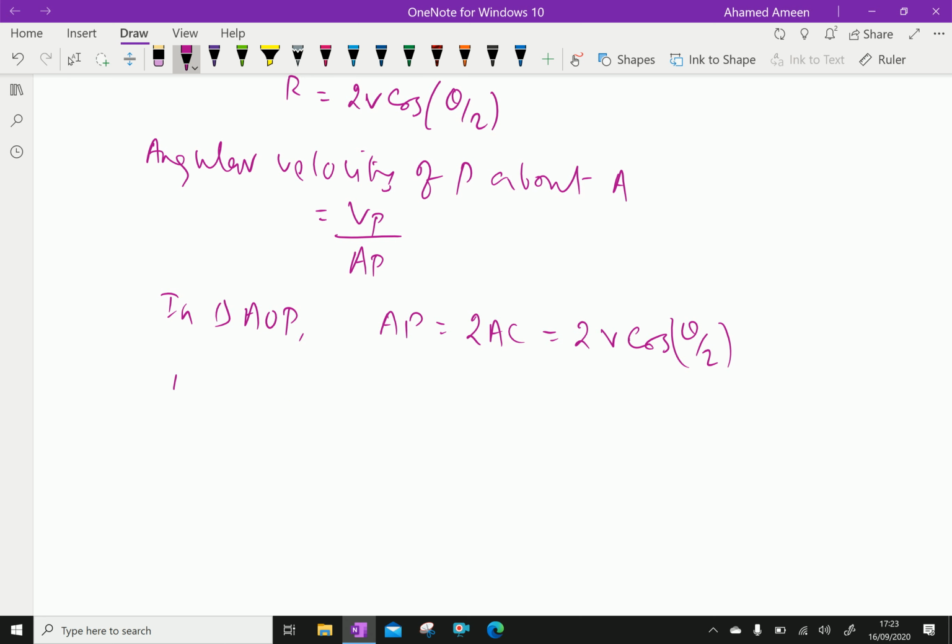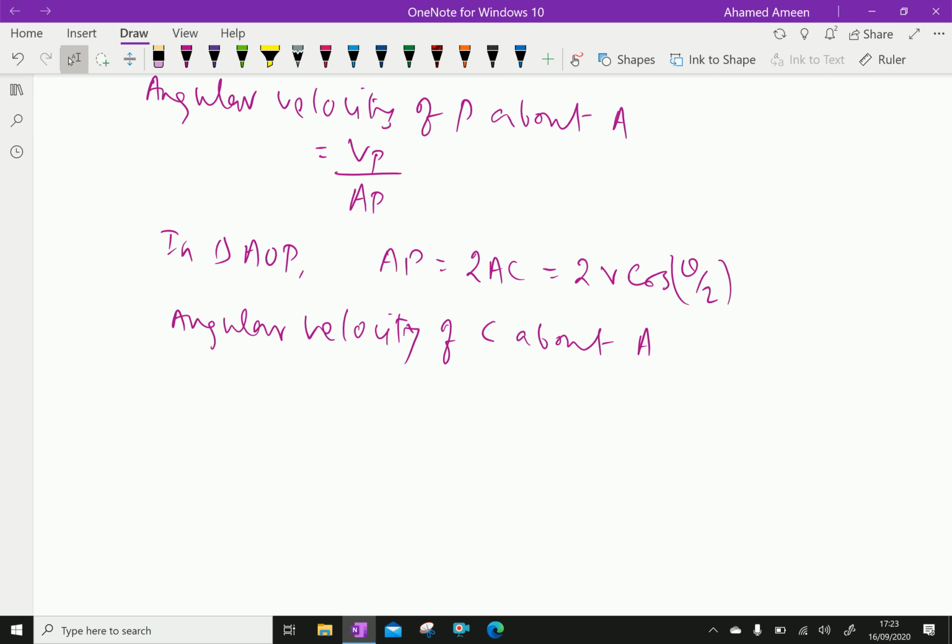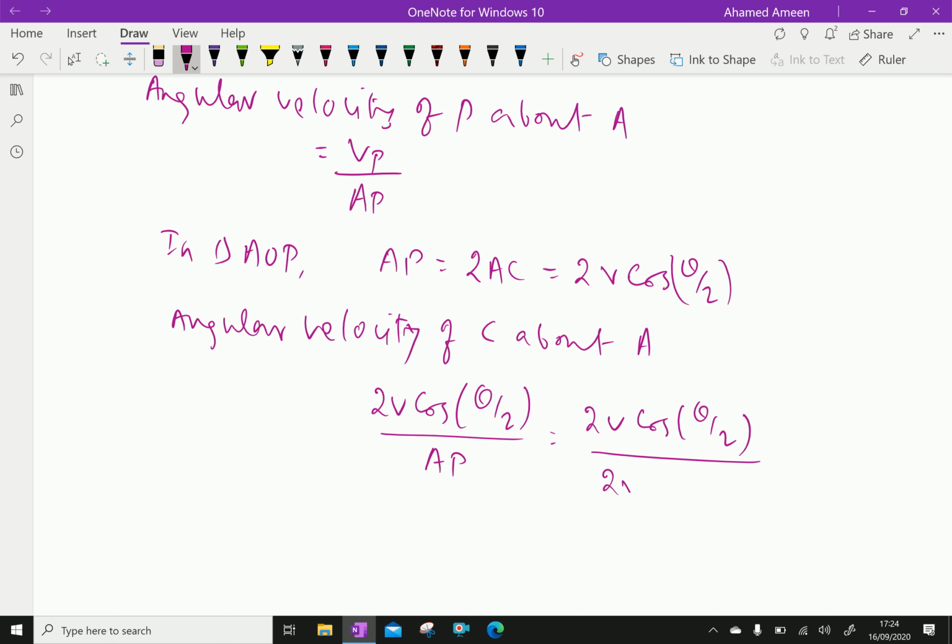Angular velocity of P about A is then 2v cos theta by 2 over AP, which is equal to 2v cos theta by 2 over 2R cos theta by 2, which gives v by R.